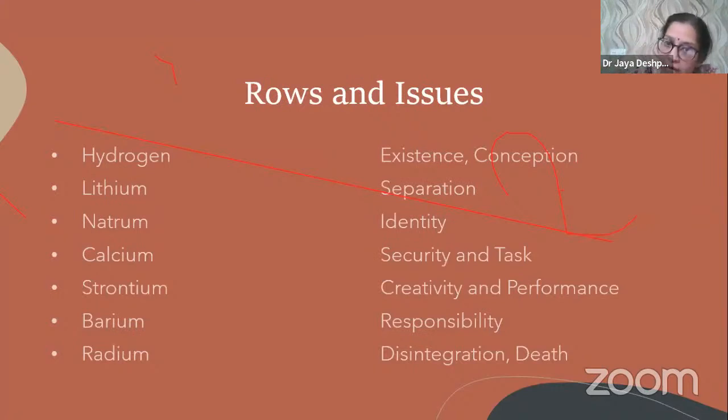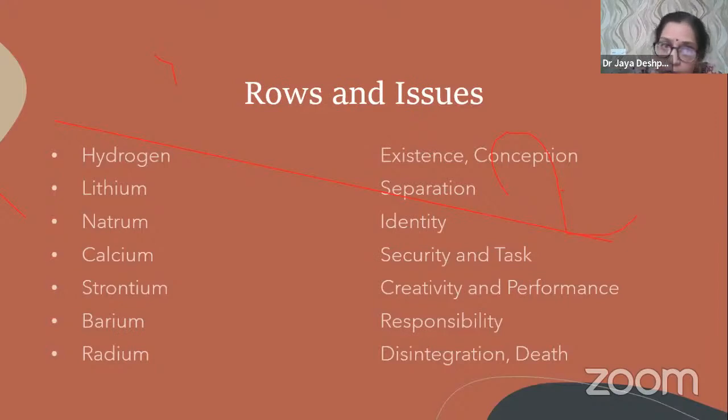Just before that, I'll give a brief overview. To make you understand in the simplest possible form, rows are the issue that the patient is facing. Rows will depict whatever issue you are facing, and the columns will depict how you cope with that particular issue. So I'll try to explain this to you. When we talk about the 1st row, which is the hydrogen row, the main issue is about existence and conception. Do I exist? I have come into existence in the universe. So there is a whole question mark about the existence issue.